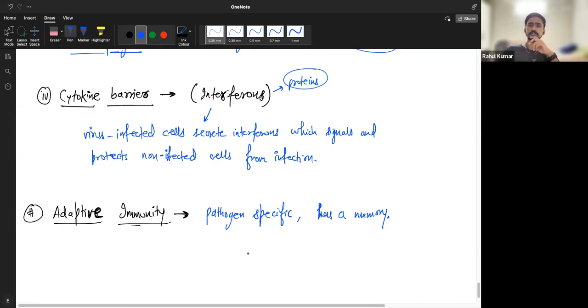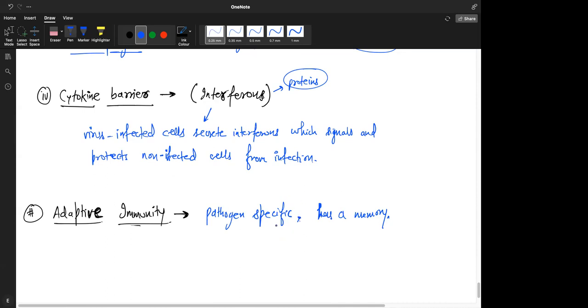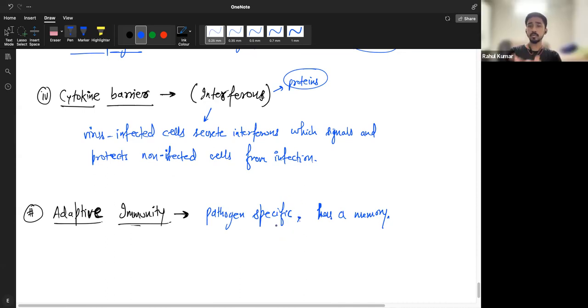But how do we know? How do we say that they have a memory? We are saying that they are able to recognize, but how do we know that? Maybe they are not recognizing. Maybe they are starting the fight every time from ground zero. How do we know? What are the signs that tell us that they have a memory?